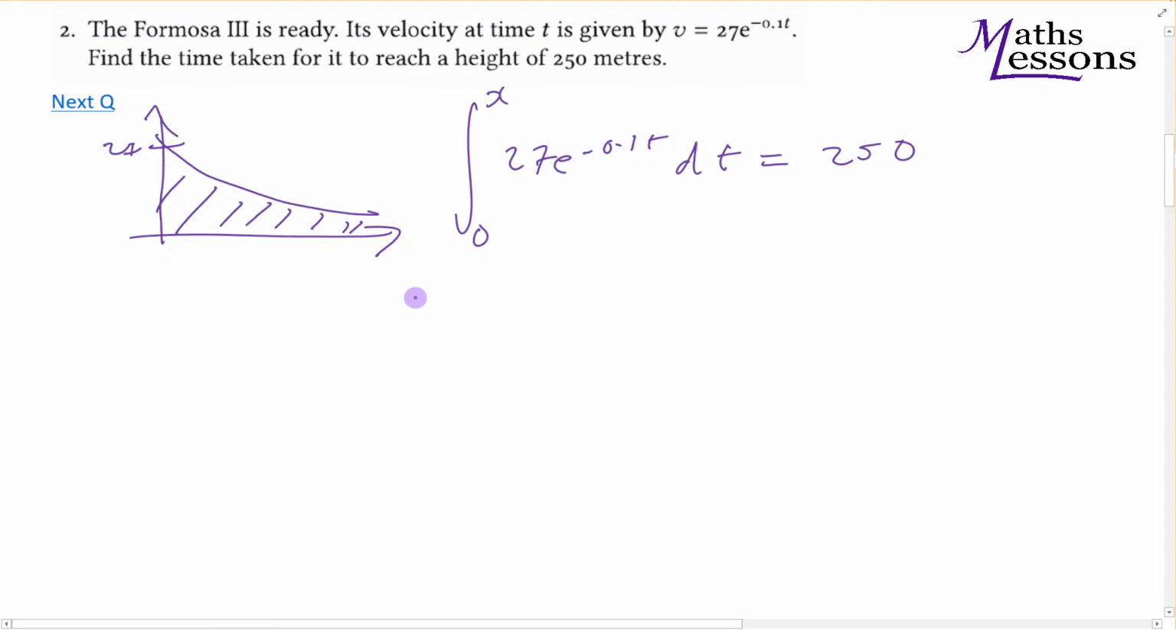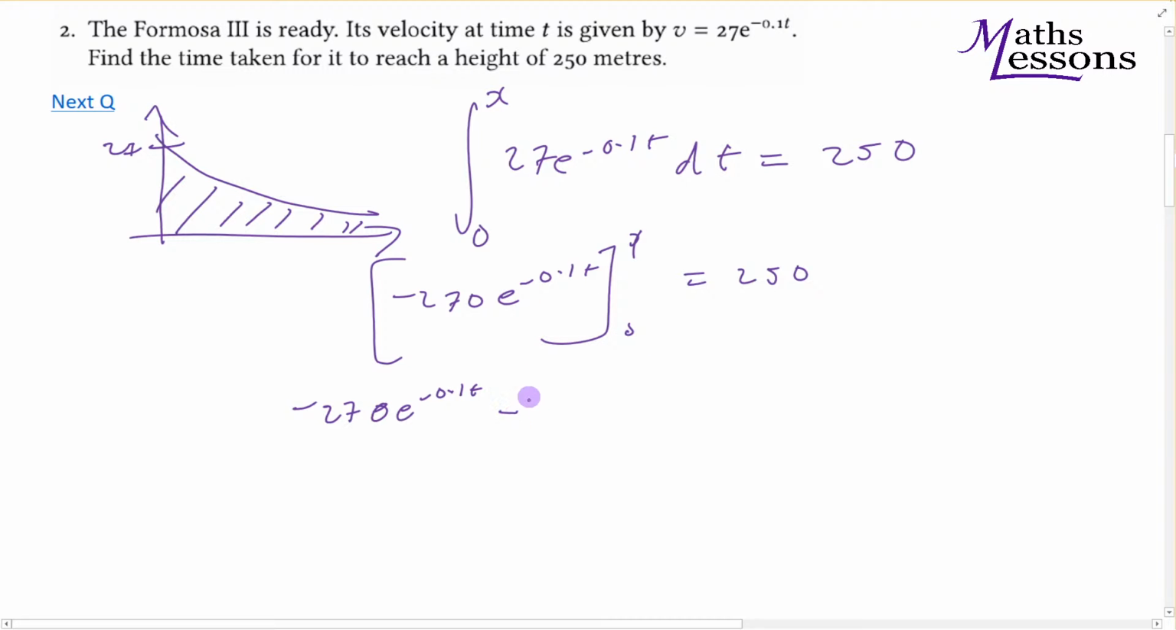So let's integrate this. So we get minus 270e^(-0.1t), because we're going to divide by minus 0.1, because when we differentiate we times by it. So we divide by minus 0.1 to get from 27 to minus 270. And we're going to do that between x and 0 to make it equal to 250. Let's put x in, so you get minus 270e^(-0.1t). Put 0 in, that gives us a minus, that's a plus 270. And e to the 0 is 1, so it's just going to be 270 here.